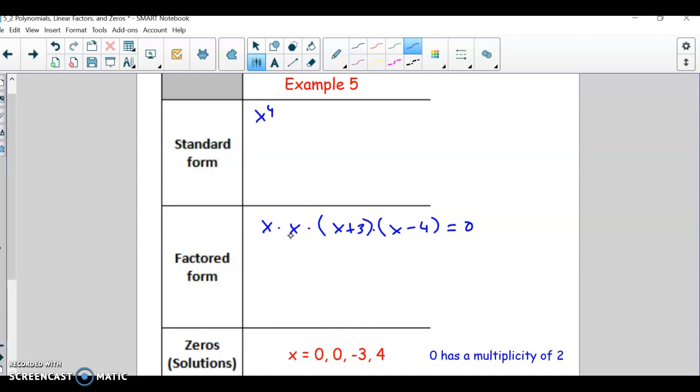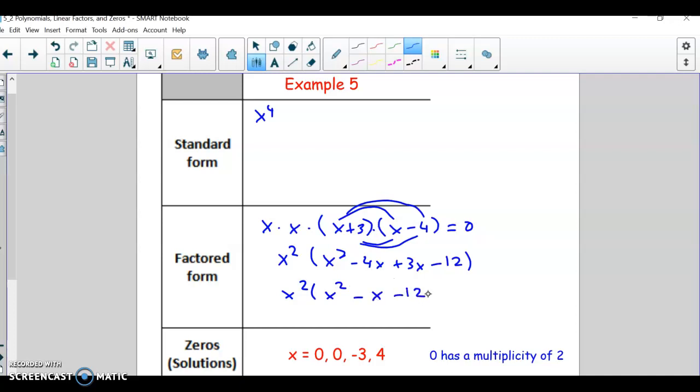And it's not too bad. You can do x times x real quick. That's x squared. And then these two, just FOIL them. So you'd have x times x, and -4 times x, 3 times x, and 3 times -4. All right, and then combine your like terms. So that would be a minus x in the middle there.